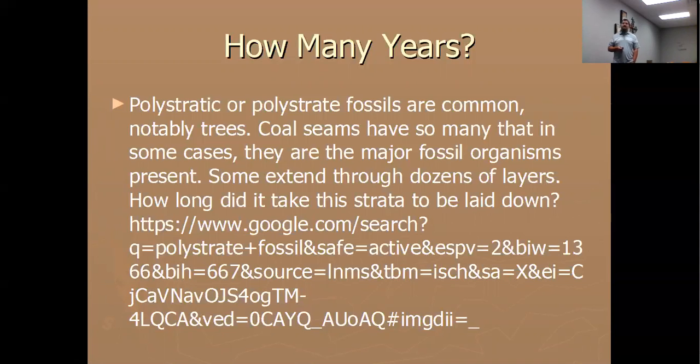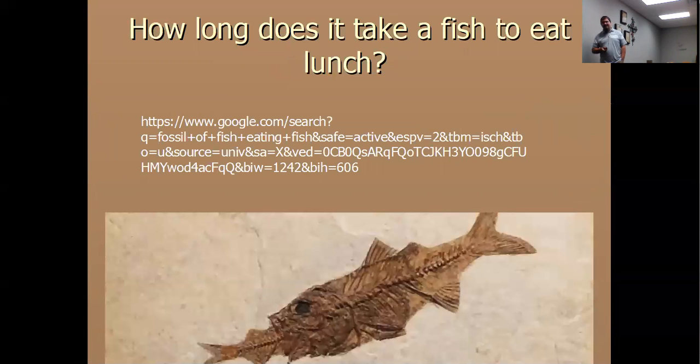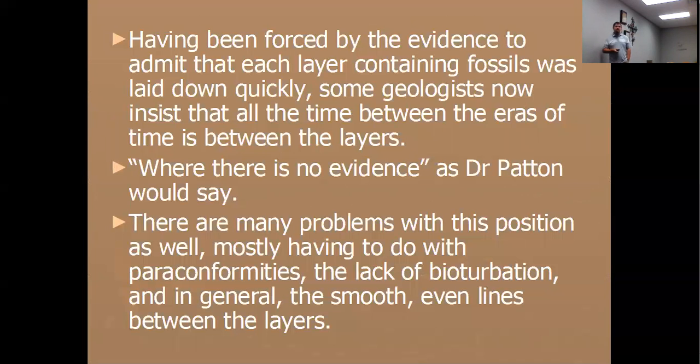How long does it take that fossil layer to be laid down? It happens very quickly. Fast enough for a fish to be fossilized in the middle of lunch, fast enough for jellyfish and other soft-bodied organisms to be preserved, fast enough to preserve a clam in the closed position, or even in some cases while it was still open. So we know the fossil layers formed quickly.